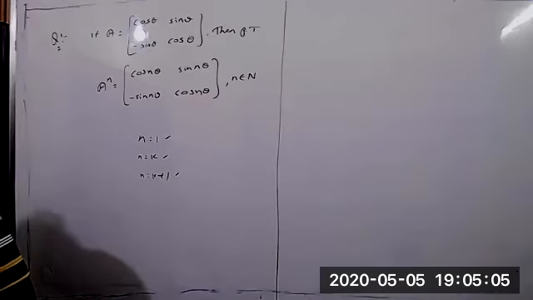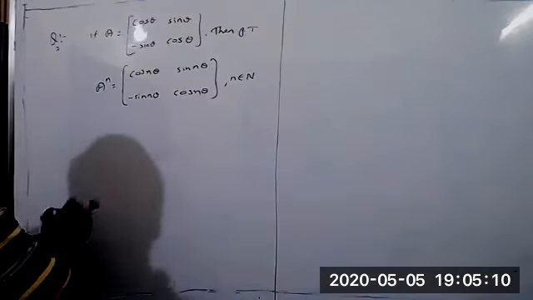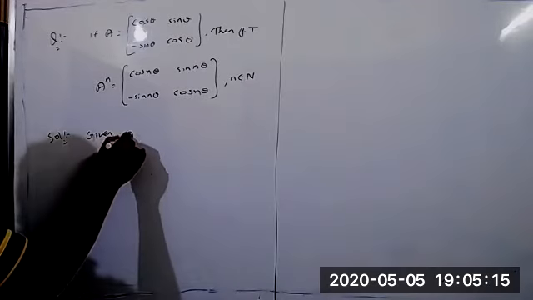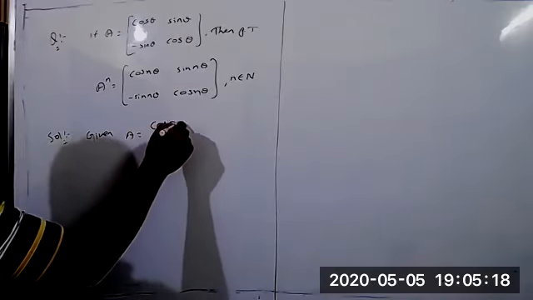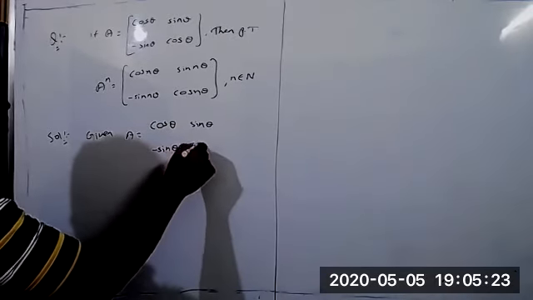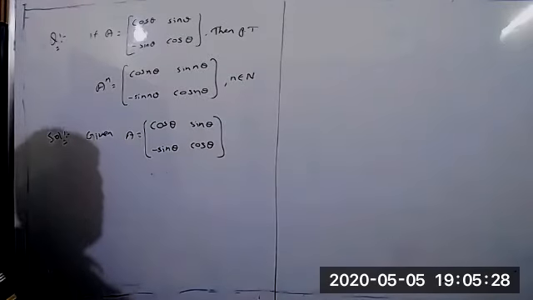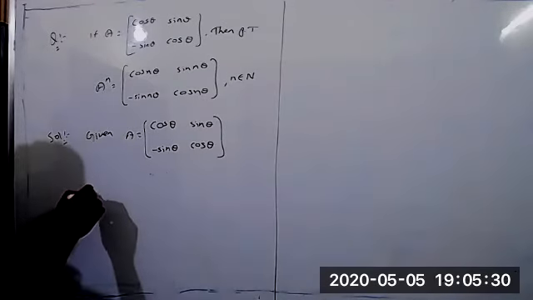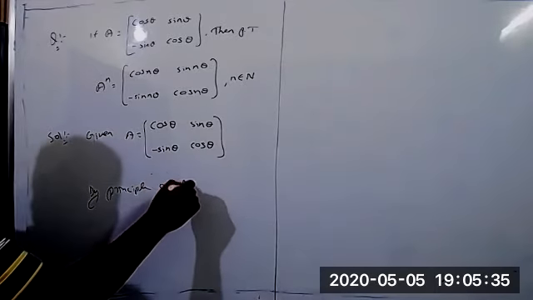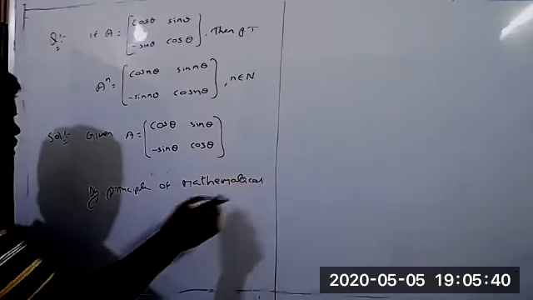Now the same way you can take here. First you can write what the given matrix is. Given the matrix A equal to cos theta, sin theta, minus sin theta and cos theta. This is the given matrix now. So we have to apply the principle of mathematical induction. The same we can write now. By the principle of mathematical induction.